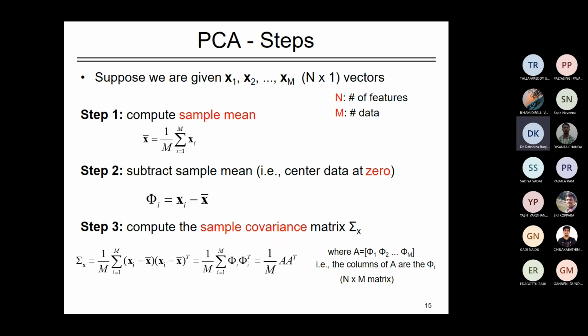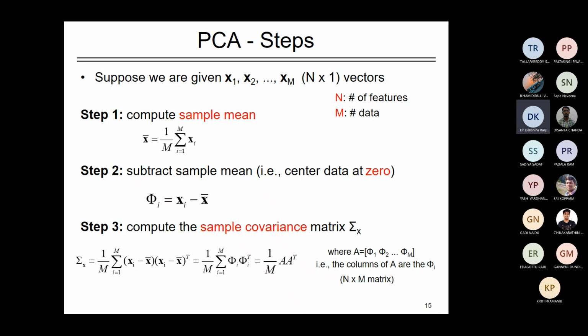In the last class, we started talking about principal component analysis, and today we will look at the steps of principal component analysis, and we will try to understand how we can maximize the variance along the direction of eigenvectors. Okay. So there are a few steps.